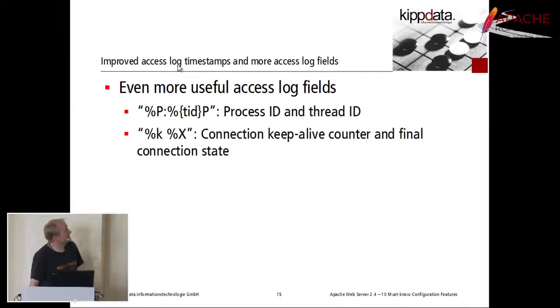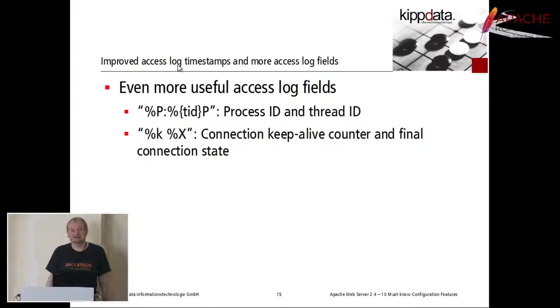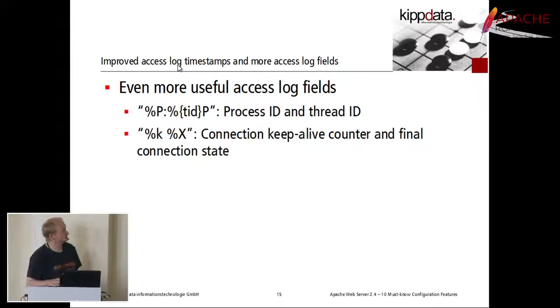So some of my additional favorites, %P and %{tid}P, that's the process ID and the thread ID. Sometimes it's interesting how the requests behave with respect to distribution on processes or threads. And %k, %X: k is a number, that's how many keep-alive requests have been done on the current connection. And the X is what the web server will do with the connection next. Will it close it? Will it keep it open? It's just a single character that indicates the connection status at the end of the request.